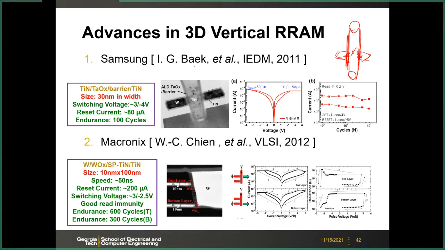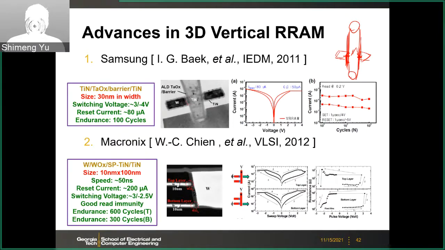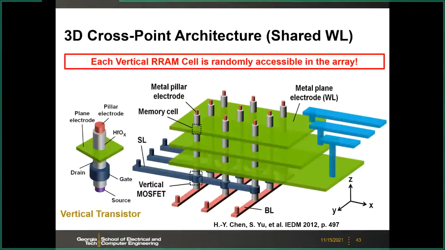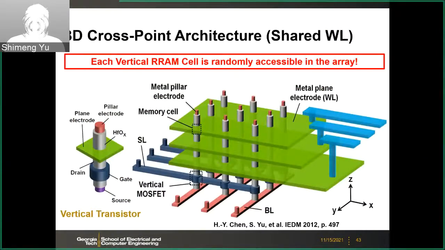So here, for example, you can make the RRAM as a sidewall. The resistor is on the sidewall of this pillar. And there are some early demonstrations by Samsung and Macronix, a Taiwanese company. And also in my PhD thesis, I proposed this kind of 3D crosspoint array using the vertical RRAM with a shared plane. This is very similar to today's 3D NAND flash if you look at this schematic.